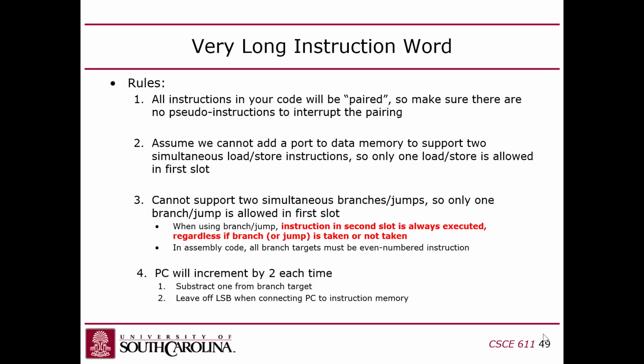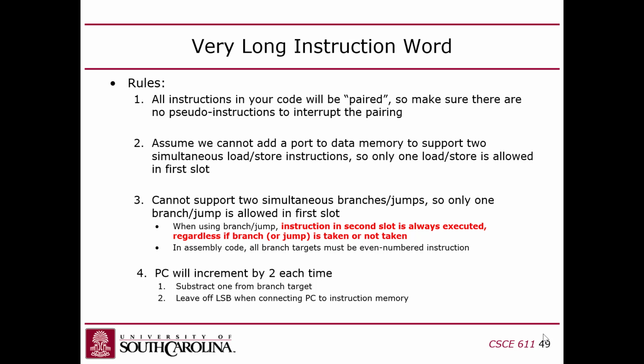Okay, so there's a few simplifying rules that we can put in here. All instructions will be paired, so we have to take the code and transform it so we pair up all the instructions in the program. What I mean by that is, when you dump the hex file, every pair of instructions in the hex file should be joined. So we'll essentially have 64-bit instructions.